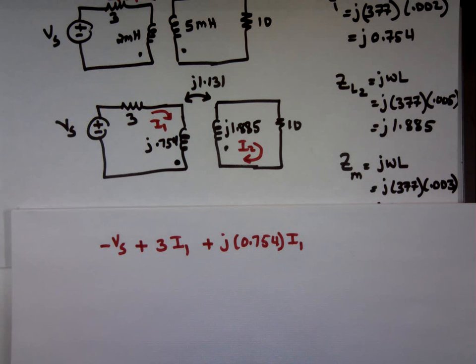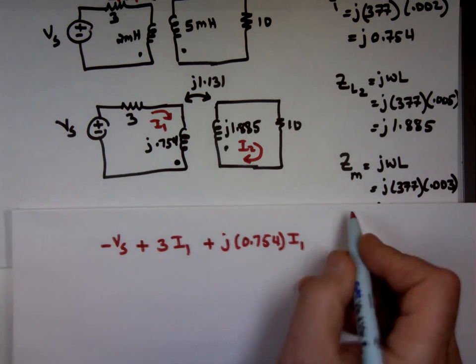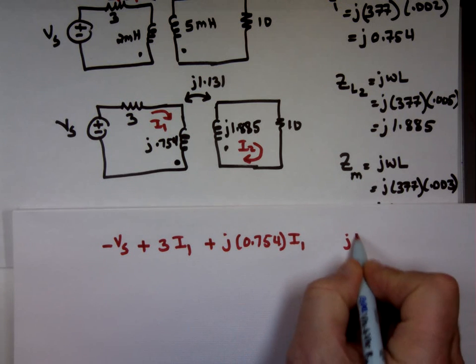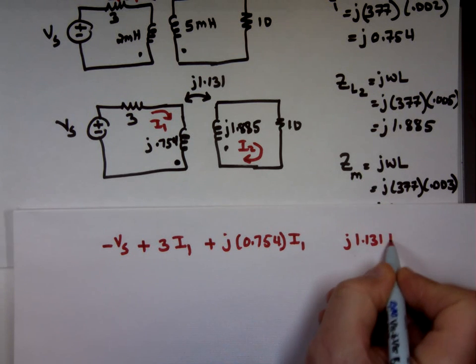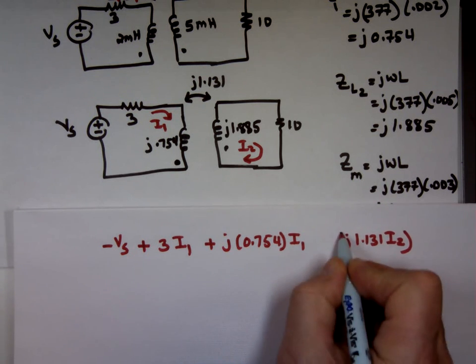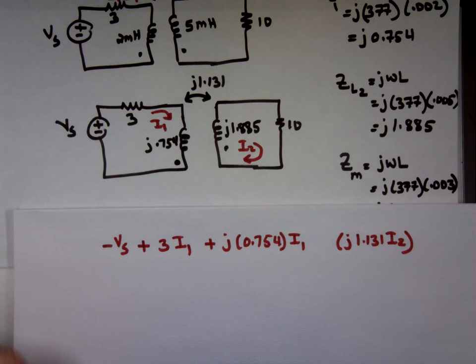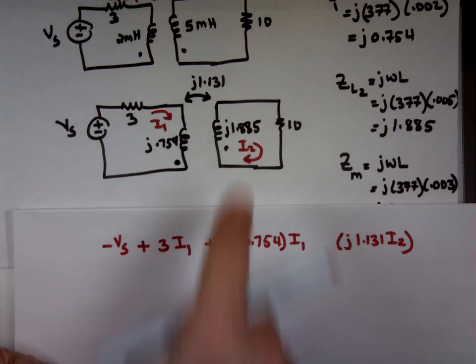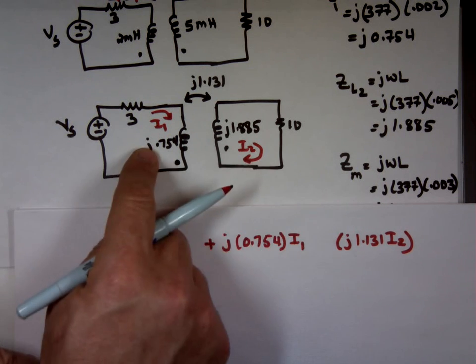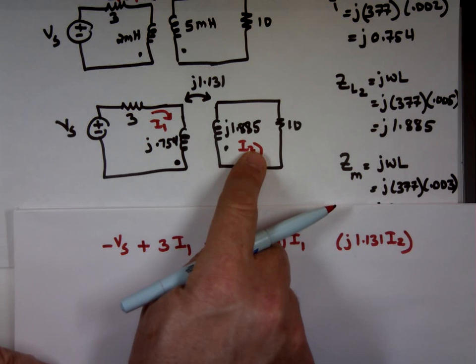Now let's look at the mutual inductance. The mutual inductance is going to be what? J 1.131 times I sub 2. And my only question is, is that a positive or a negative? And let's watch it. The mutual inductance, the effect of this current going through that on this one. That's why we use that current.